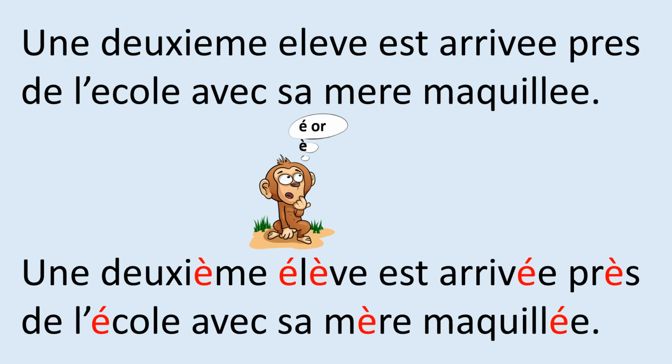Une deuxième élève est arrivée près de l'école avec sa mère maquillée. So let's read this with a more natural intonation. Une deuxième élève est arrivée près de l'école avec sa mère maquillée. Okay? So that means a second student arrived, so that's the past tense, near the school with her mother with makeup on. Maquiller is a verb, se maquiller, to wear makeup, all right? Did you get that?